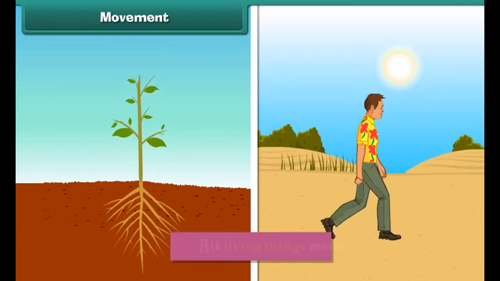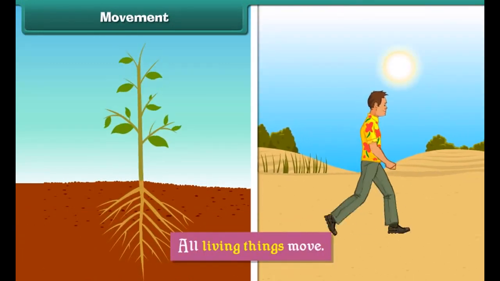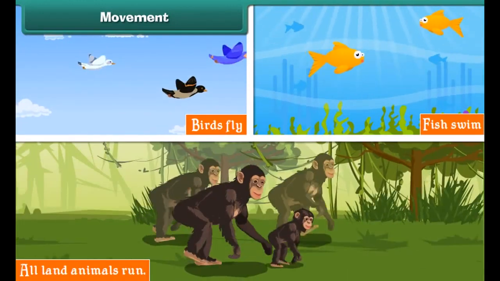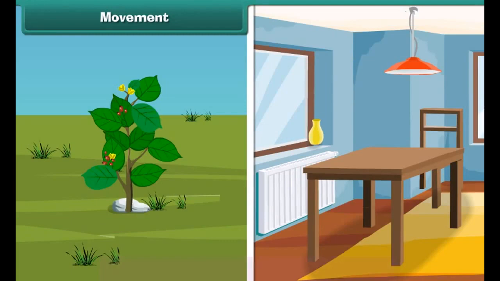Movement. All living things move. For example, birds fly, fish swim, all land animals run. However, non-living things cannot move on their own.